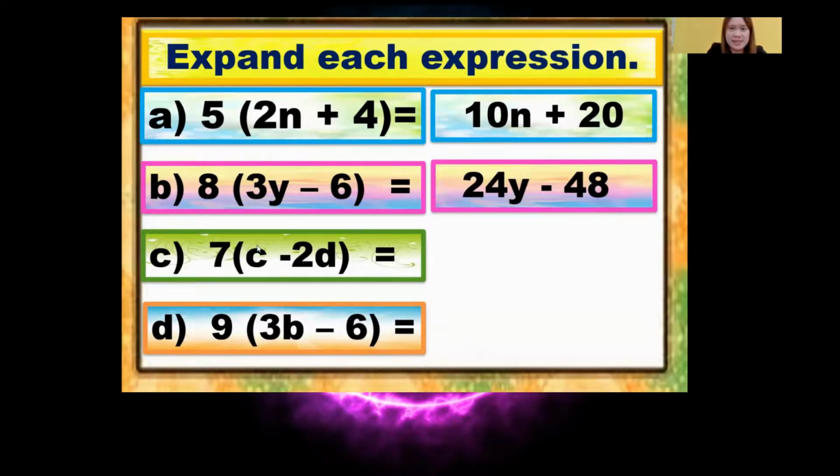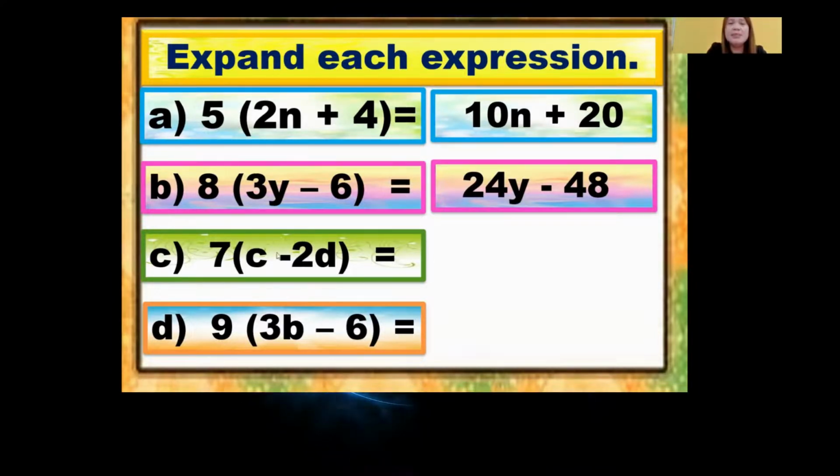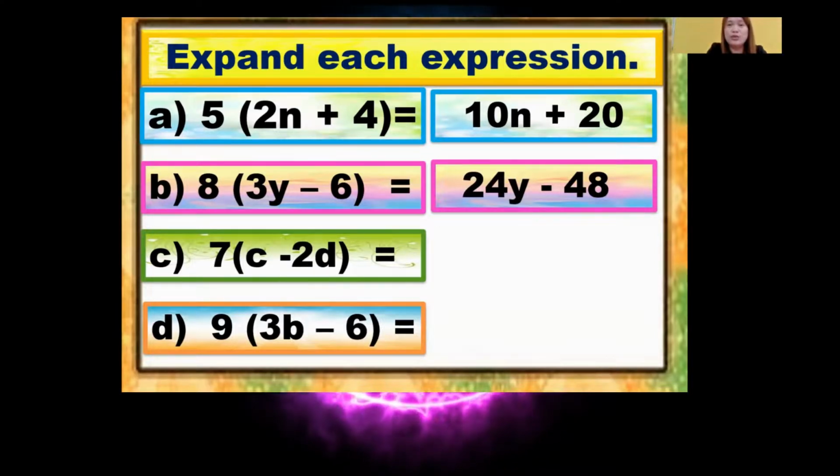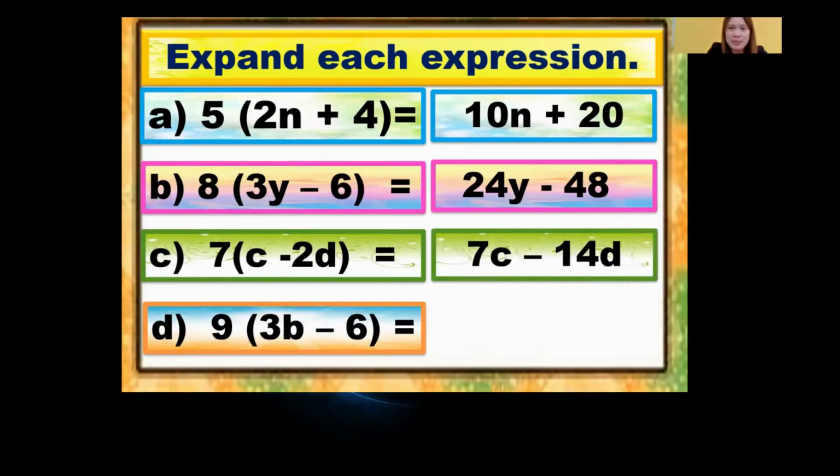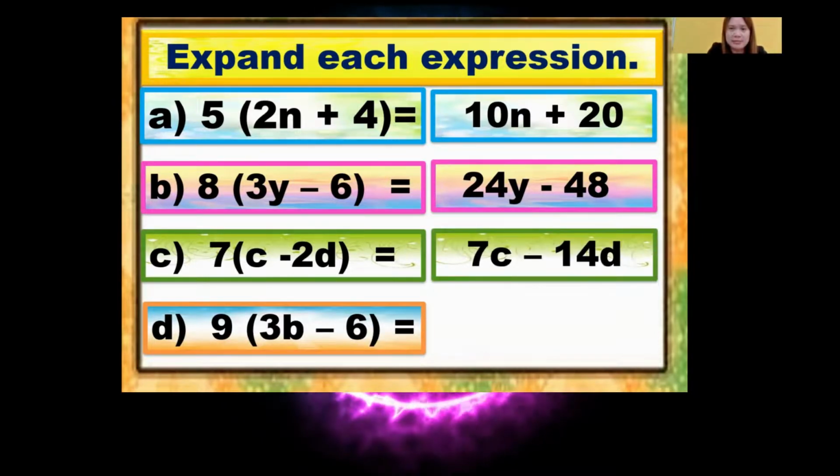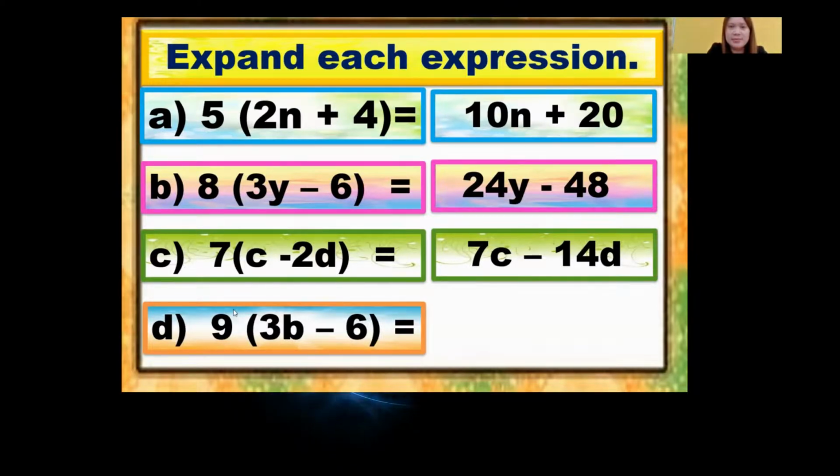Letter C, we have 7c. 7 times c is 7c. And 7 times negative 2, that's negative 14. And don't forget to copy the letter, which is d. So 7c minus 14d.